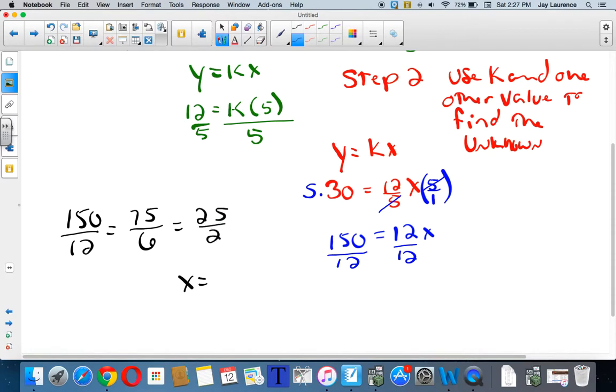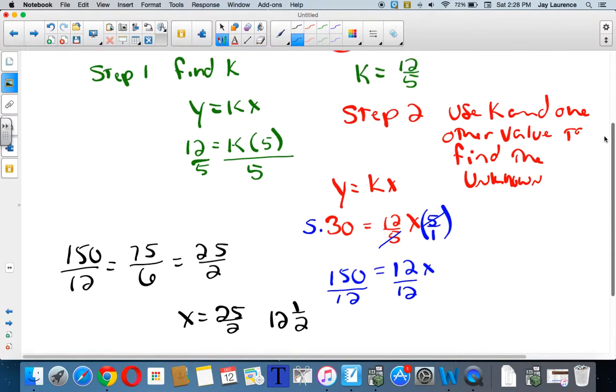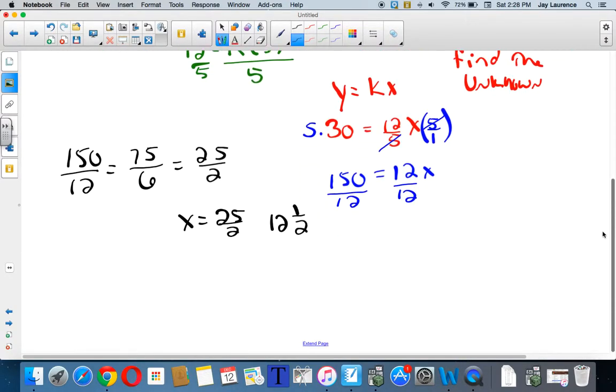X equals 25 over 2, or you could say 12.5. You could go mixed number there. I'd never go mixed number for k, but I would go mixed number for x or y, just because k is really a slope in disguise. I could have sworn I had a second problem on here. Guess I don't, but that's direct variation.